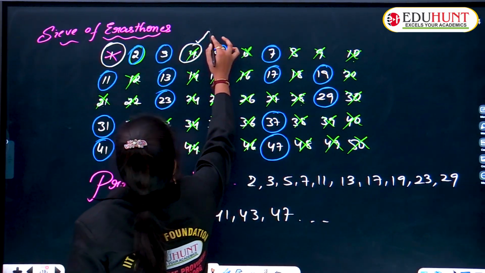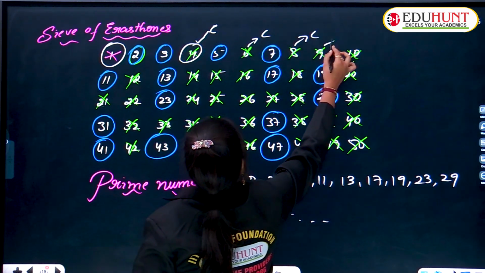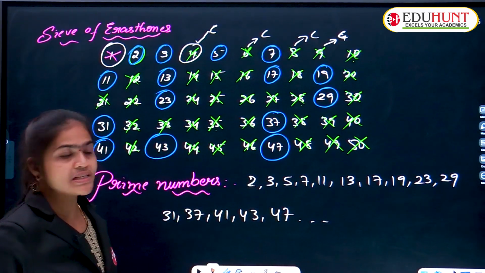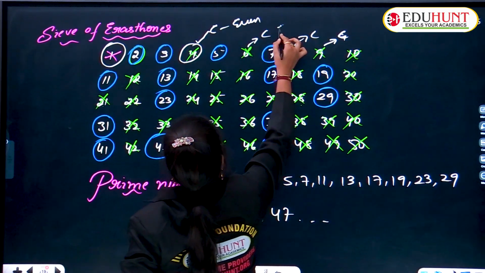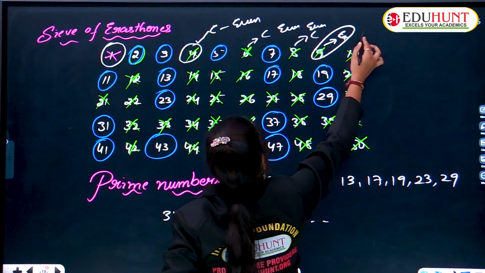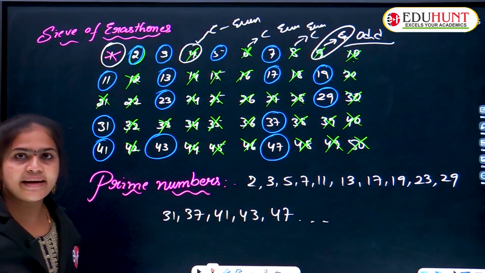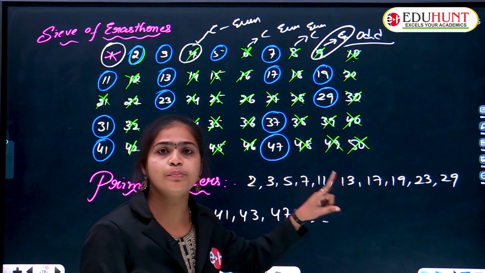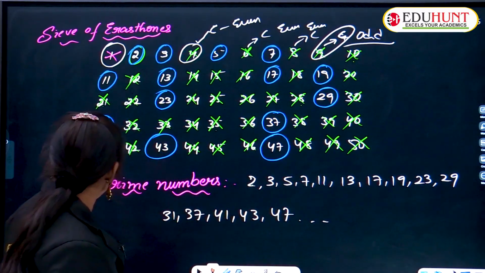See here, 4 is composite, 6 composite, 8 composite, 9 composite. When you observe these composite numbers, 4 is even, 6 is also even, 8 is also even, and only the first odd one is 9. 9 is the first odd composite number. Understood? So these are the points related to composite and prime numbers.